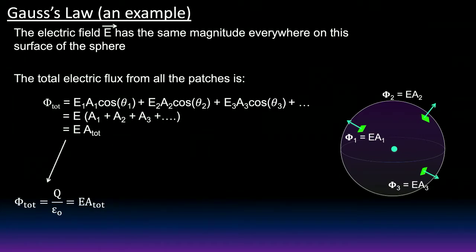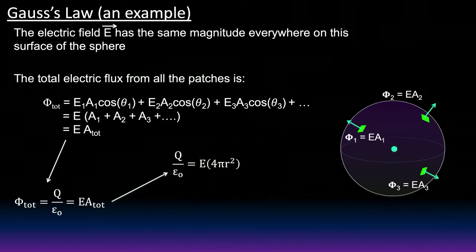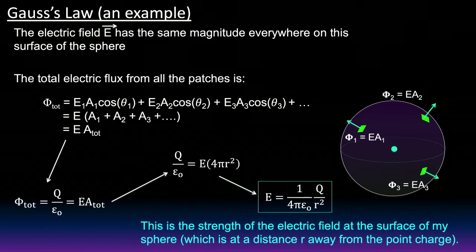Now, when I write this equation for the electric flux in Gauss's law, I could set E times A total equal to Q enclosed over epsilon naught. And I look up the surface area for a sphere of radius r, and I could replace A total with 4 pi r squared. By rearranging this equation, I could find an equation for the strength of the electric field at the surface of the sphere. And that is E is equal to 1 over 4 pi epsilon naught times Q over r squared.